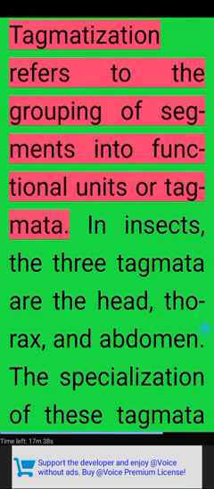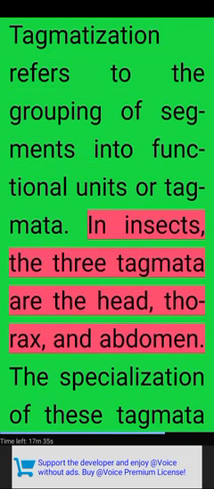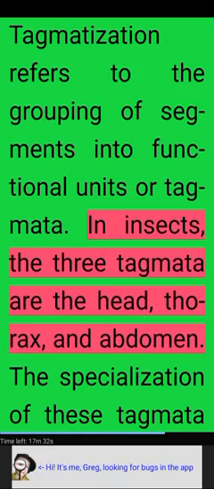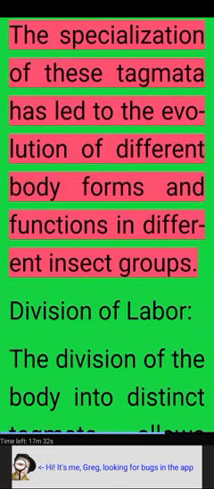Tagmatization. Tagmatization refers to the grouping of segments into functional units, or tagmata. In insects, the 3 tagmata are the head, thorax, and abdomen. The specialization of these tagmata has led to the evolution of different body forms and functions in different insect groups.